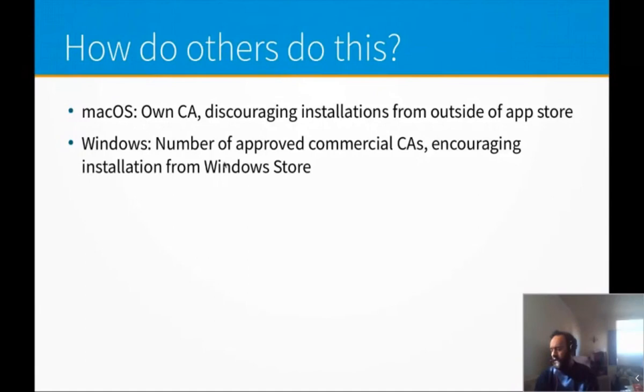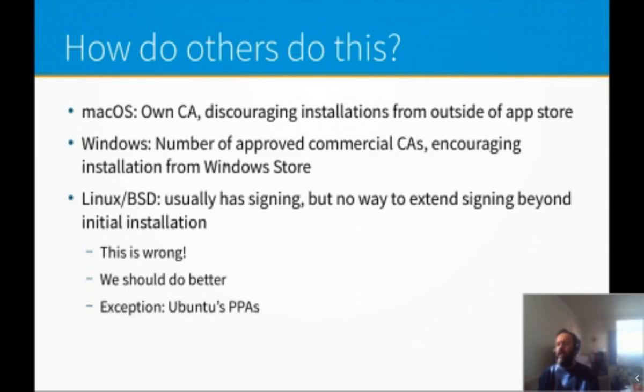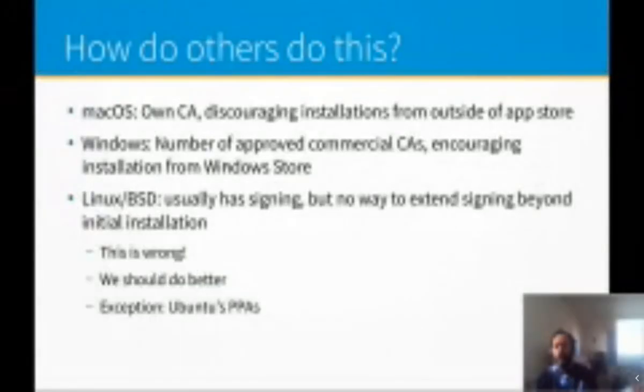In the Linux and BSD world, there is usually some way of signing, but there isn't a way to extend signing beyond the initial installation. With that, I mean on most distributions, you can't easily install software from a third party without breaking the trust path somewhere. I think that's wrong, and I think we should do better.